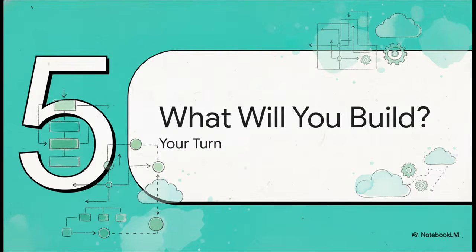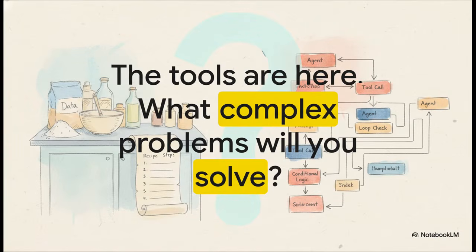So now that you understand the difference between the toolkit and the control tower, the really exciting part can begin. The focus shifts from just how these tools work to what you can actually go out and create with them. Whether it's a simple, elegant chain or a complex, looping graph, the power to build these sophisticated reasoning applications is more accessible than it has ever been. So the only question left is, what complex problems are you going to go solve?